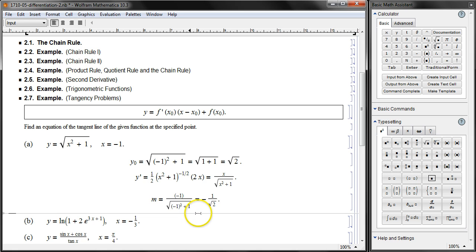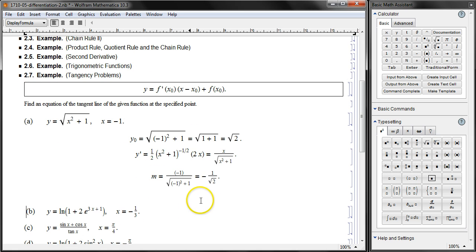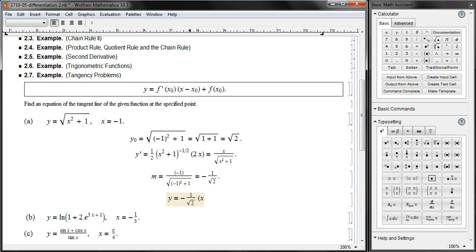Slope, y equals slope times x minus x0, plus y0. This is y0. That's it. You don't have to simplify. Slope point equation is just as good as any equation. I checked all the web assigned homeworks related to equation of the tangent line. They all accept slope point equation.